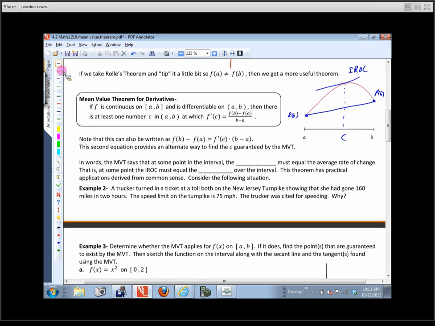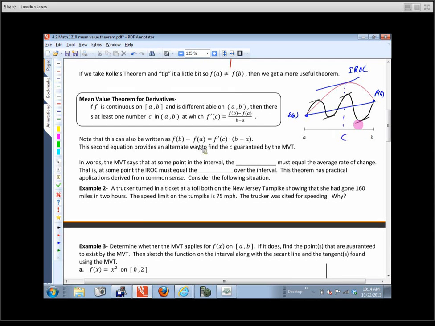And again, like we showed before, it's possible to have several places where it would equal that. So maybe something like this, about right here, about right here, about right there. Something like that, where all of those points have the same instantaneous rate of change, or same derivative, as the average rate of change. Okay?